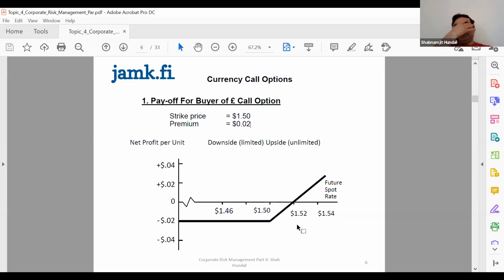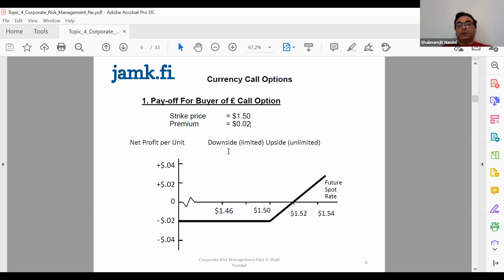But here you see the most remarkable thing, if you notice, is that your upside gain is unlimited. Can you see here? There is no limit to this line going upwards. So basically, you can gain infinite amount. And I wrote here, upside gain is unlimited.